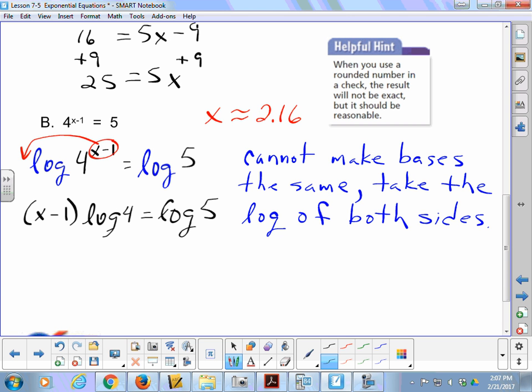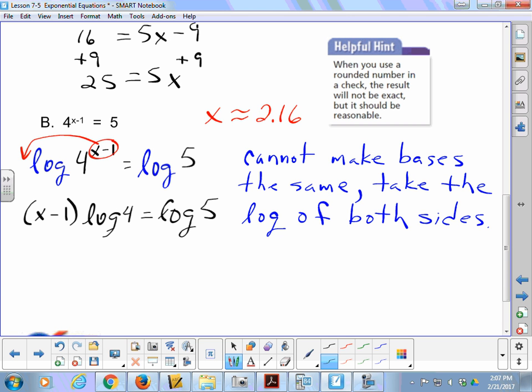So we have x minus 1 times the log of 4 equals the log of 5. Right? So I'm trying to get x by itself. That's always been our goal. So what's one thing that we could do right now? Type into your calculator. We already did that. Got 2.16. Look at the x. We already know the answer.